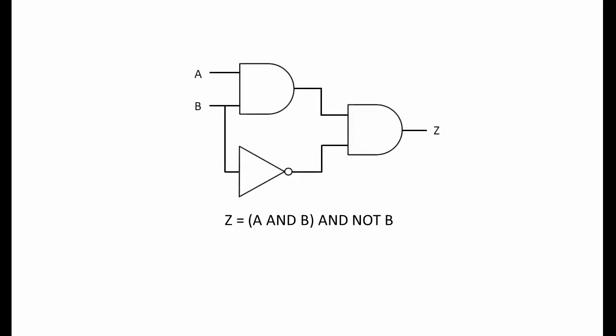Here's the solution. Let's work through it. The expression has two inputs, A and B. The expression also suggests three gates, two ANDs and a NOT. Whatever's inside the brackets should be considered first, so A and B are fed into an AND gate.